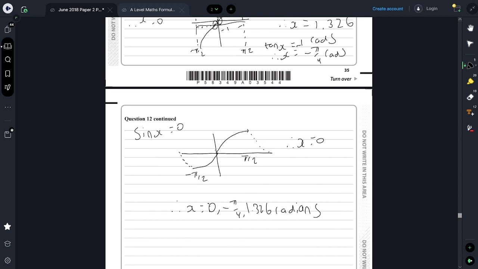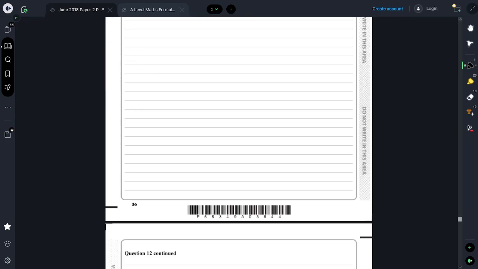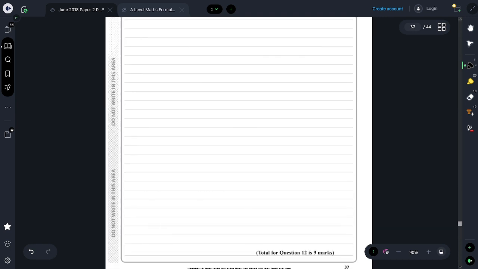Oh, God. Yes, x is 0, x is minus pi over 4, and x is 1.326. Cool, lovely stuff. Bloody hell, I just couldn't read the question. My math is on point, but I can't read the bloody question.